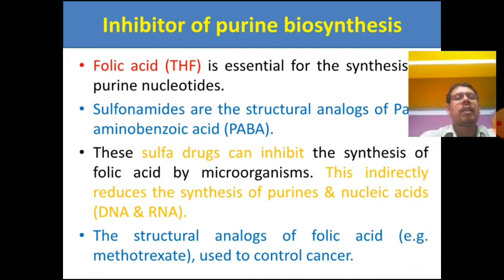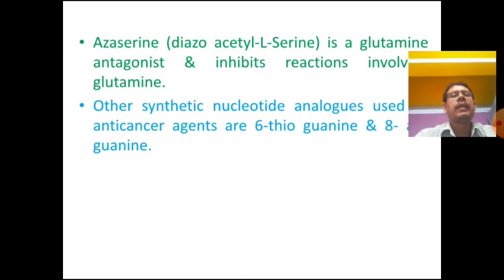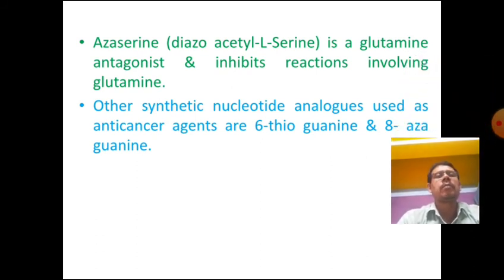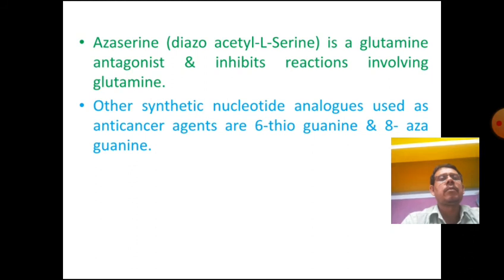Structural analogs of folic acid, for example methotrexate, are used as anti-cancer drugs. Azaserine, diazoacetyl L-serine, is a glutamine antagonist and inhibits the reactions involving glutamine. Other synthetic nucleotide analogs, such as 6-thioguanine, are used as anti-cancer agents.